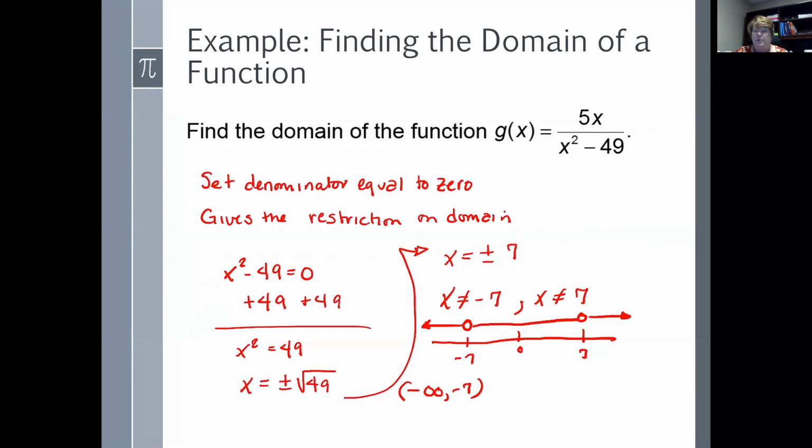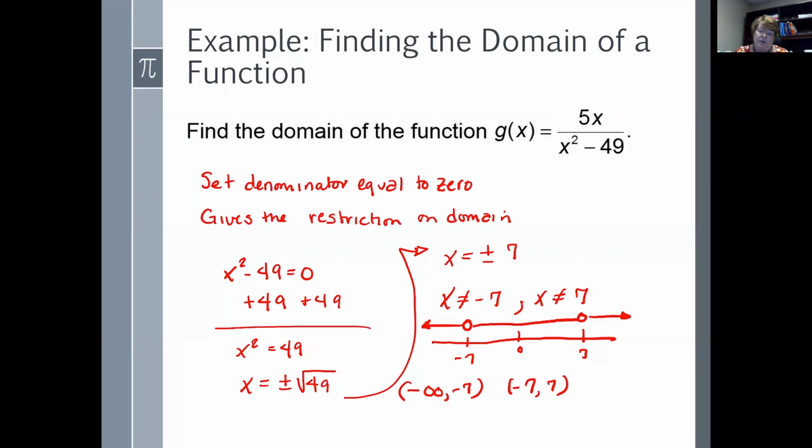The second interval over which the domain is defined is from -7 to +7. So any number between -7 and +7, excluding -7 and +7, would be okay. I can certainly plug 0 into that function, no problem whatsoever. I can plug in -1, I can plug in 2, any number between -7 and 7 is okay. So in interval notation, that is the interval from -7 to 7. Again, you'll notice that I'm using parentheses next to the -7 and 7 because I have to exclude those from the domain.